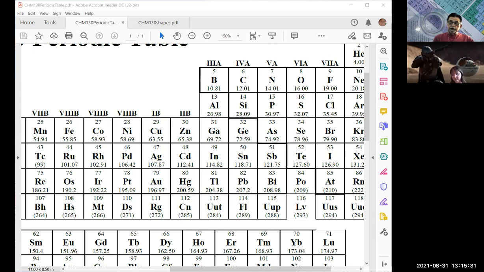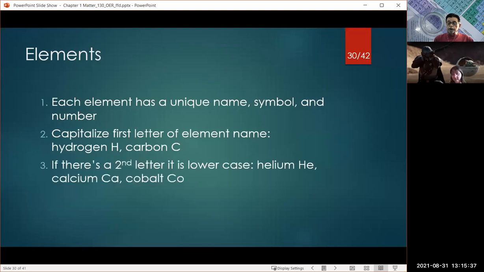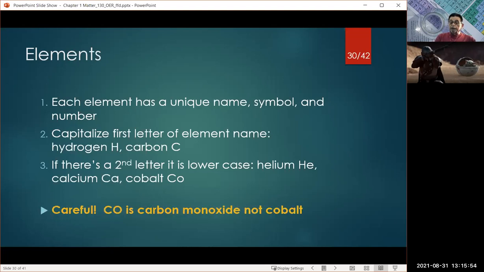Like I stated, the first letter is capitalized. So hydrogen is H, carbon is C, but we do find some elements with second letters, and they are lowercase. So C lowercase a represents calcium. C lowercase o represents cobalt, a heavy metal. That's crucial, because if we were to inadvertently capitalize the second letter, guess what? We have CO, carbon monoxide, which is a compound, totally different, not an element. So you've got to be careful in the way you write your symbols for your elements.